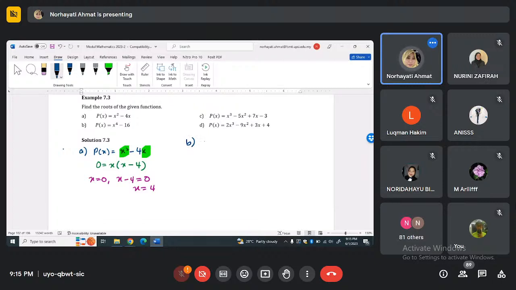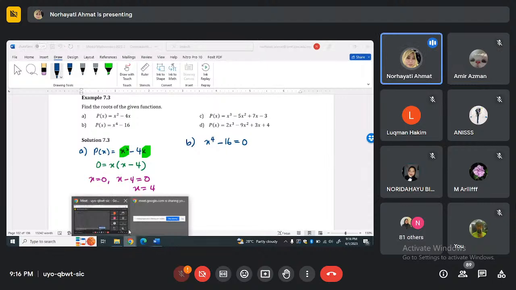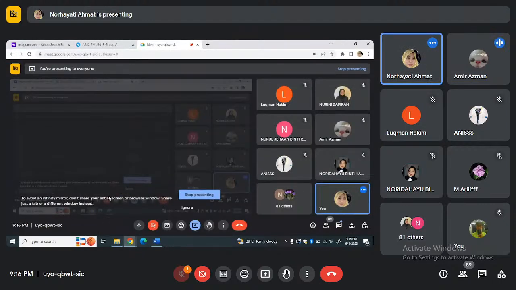Okay, we have x with exponent 4 minus 16 equals to 0. How to solve this? How to get the roots of this function? Macam mana? Ada siapa-siapa nak share idea? X square tolak 4, X square plus 4. Okay, good. Siapa tu? Amir. Okay, bagus Amir.